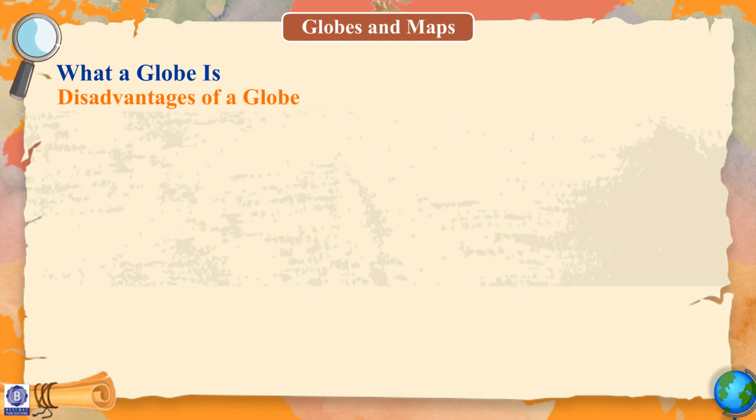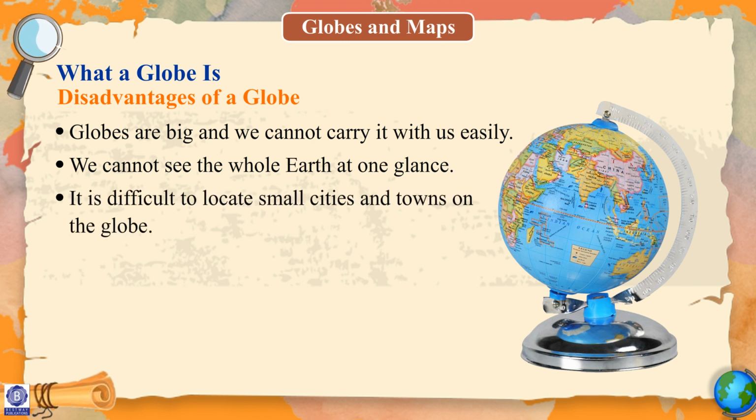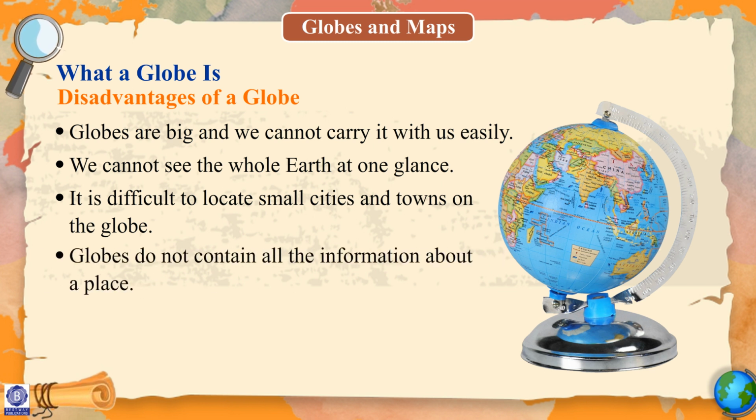Disadvantages of a globe. Globes are big and we cannot carry them with us easily. We cannot see the whole earth at one glance. It is difficult to locate small cities and towns on the globe. Globes do not contain all the information about a place.